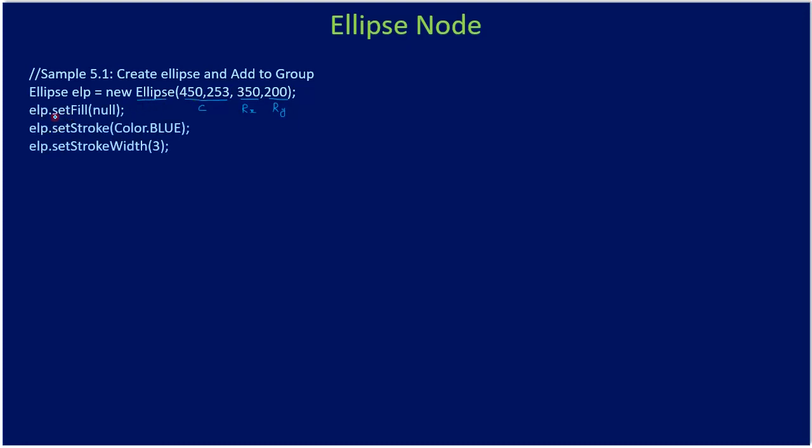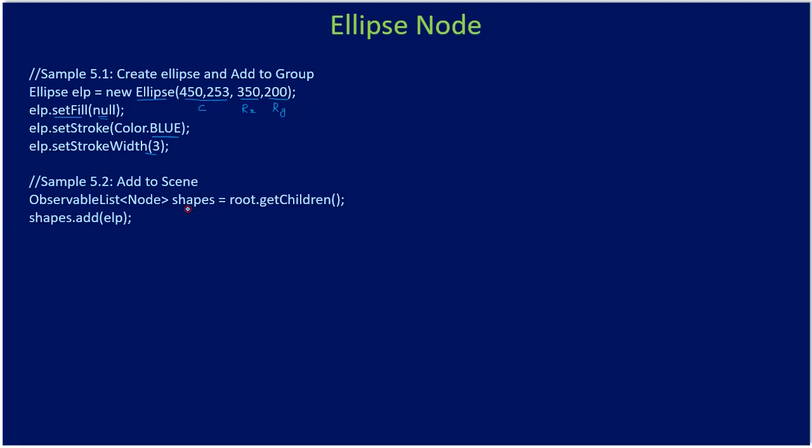After that, we are setting fill as null. That means we are going to draw only the outline. So pen color is blue and thickness is 3. By this time you are well versed with this, I guess. So we already have the ellipse node and we are adding it to the group node. Root is the group, we already saw in the code. To that group root we are adding our ellipse. JavaFX will take care of drawing this ellipse.